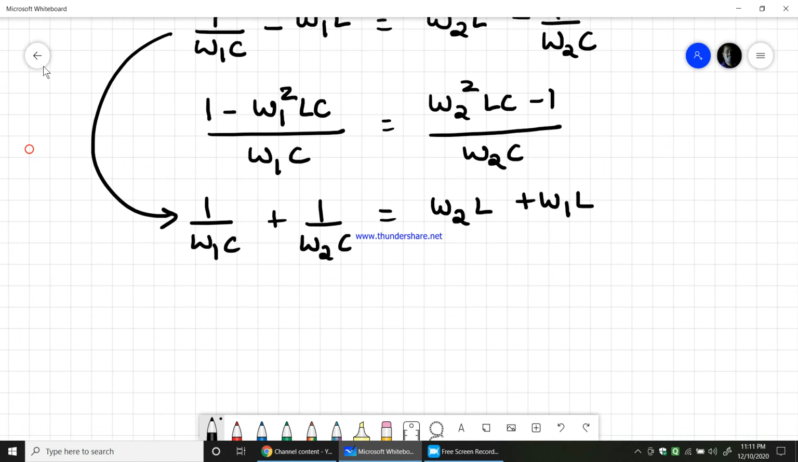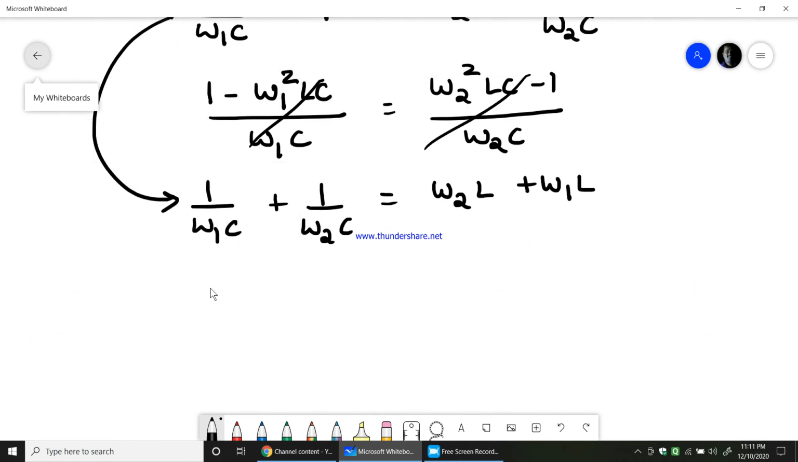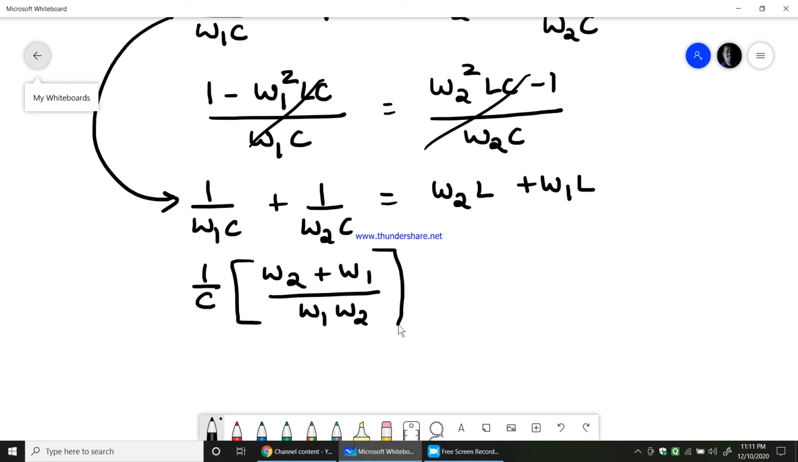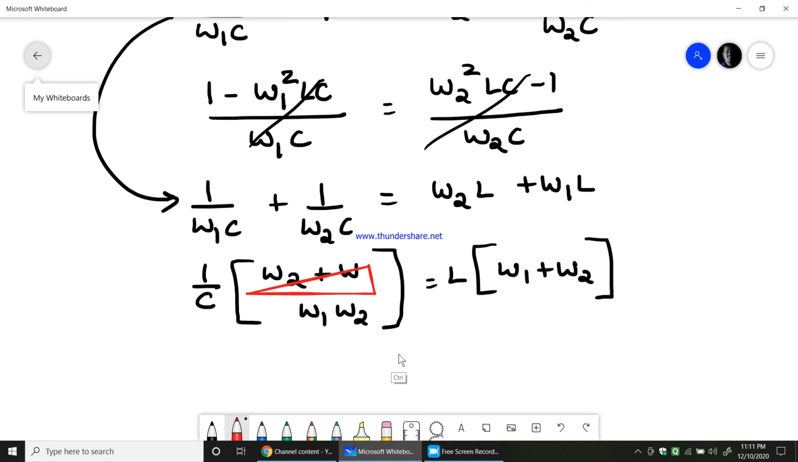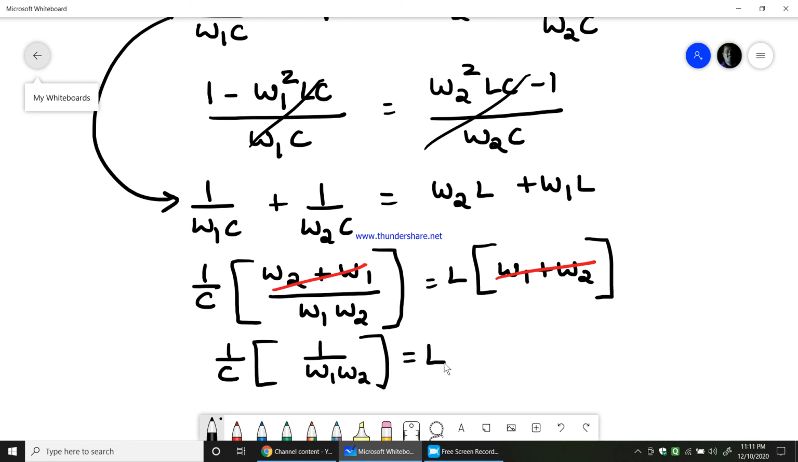Okay, so this need not be written here, so let us erase that. Therefore we'll just take 1 over C common. I'll get omega 2 plus omega 1 divided by omega 1 omega 2 equals L common, so I get omega 1 plus omega 2. Okay, now in both the cases we see omega 1 plus omega 2, omega 1 plus omega 2 would cancel. So therefore 1 over C into 1 over omega 1 omega 2 equals L.